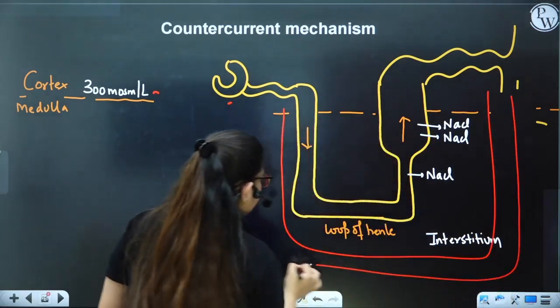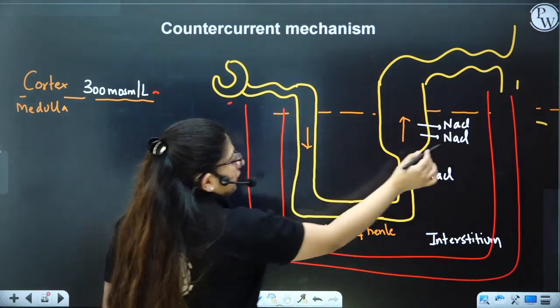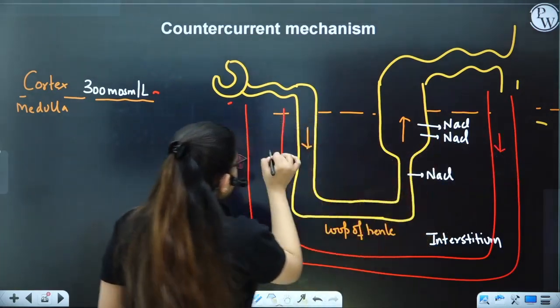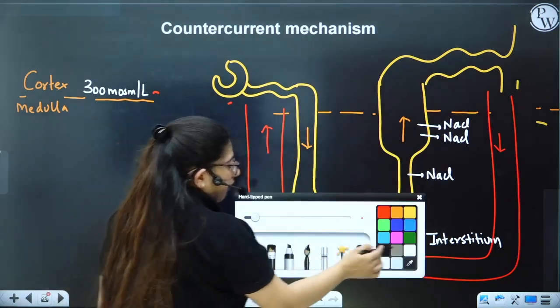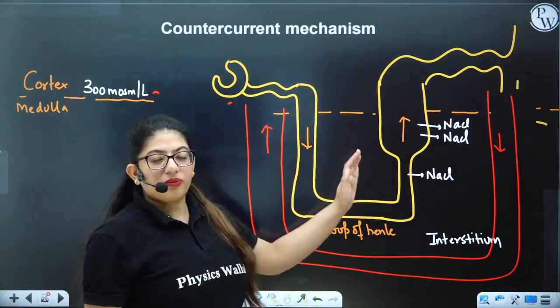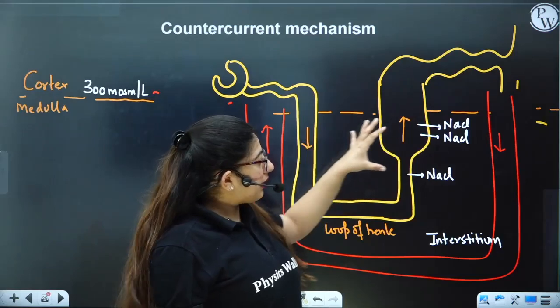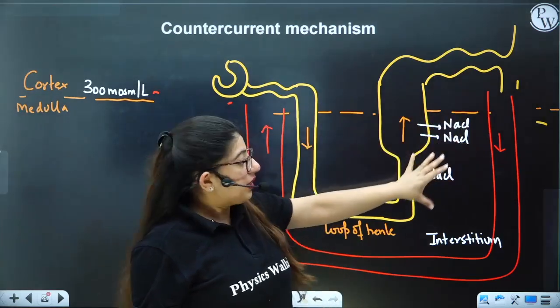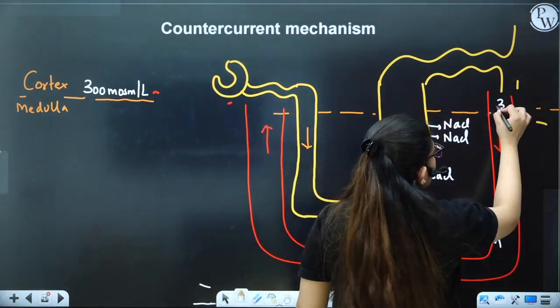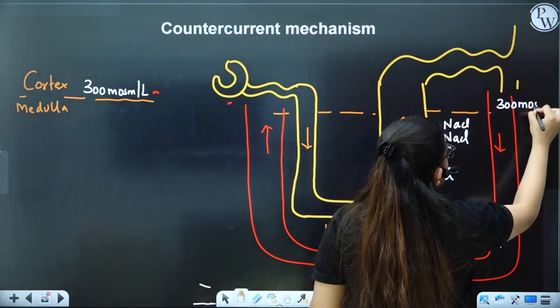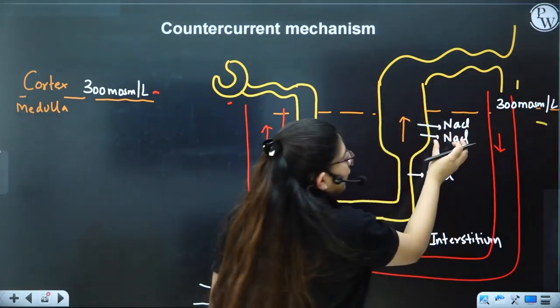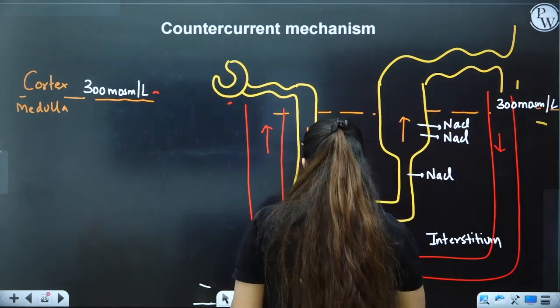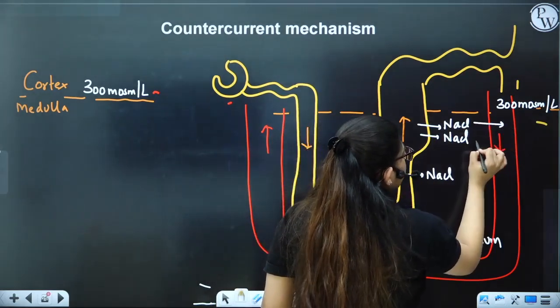Vasa recta is present here. This is the descending limb of vasa recta, and this is the ascending. Whenever we have to conserve water, the NaCl from the ascending limb of loop of Henle gets reabsorbed in the interstitium. Since the blood here is at lower osmolarity, when it finds NaCl, the NaCl will start to move towards the descending limb of vasa recta.